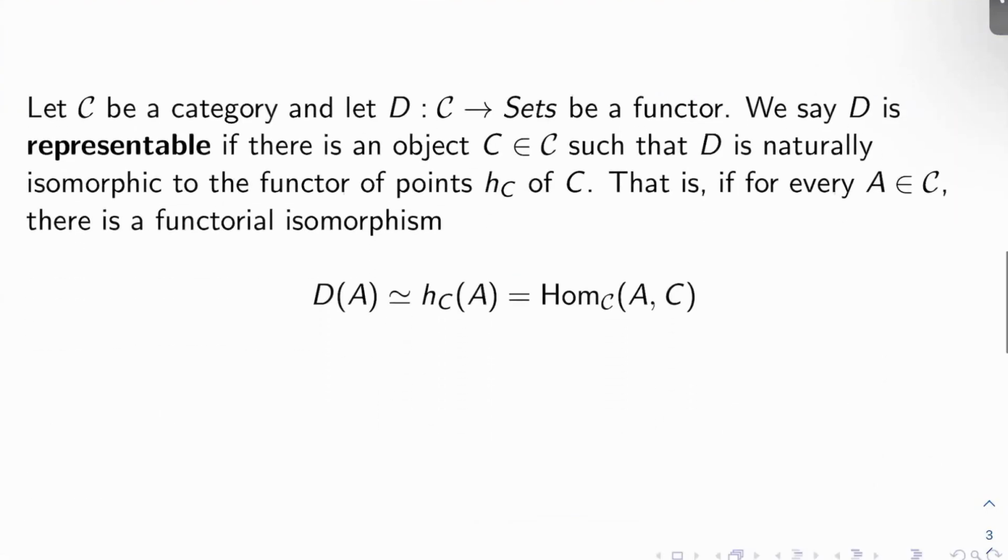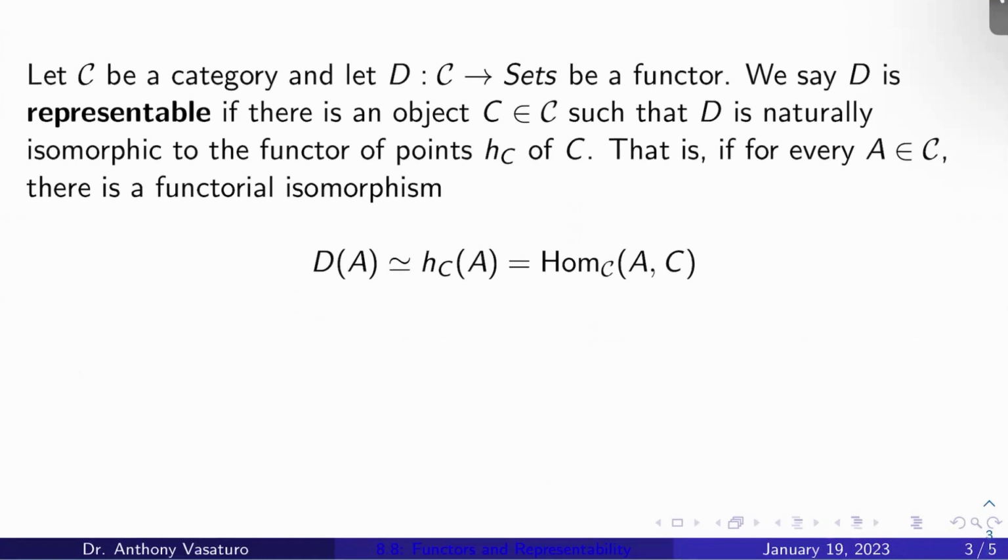Okay, so what does it mean for a functor to be representable? Let C be a category and let D from C to Sets be a functor. We'll say D is representable by representing object C if there's an object C in the category C such that D is naturally isomorphic to the functor of points h_C. That is, if for every object A in C, there's a functorial isomorphism D(A) to h_C(A), and h_C(A) is by definition the C-maps from A to C.